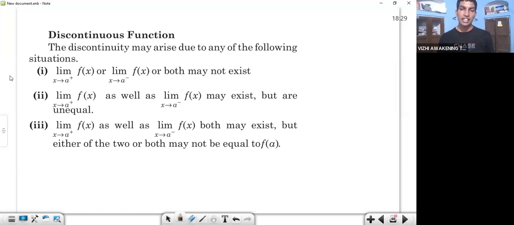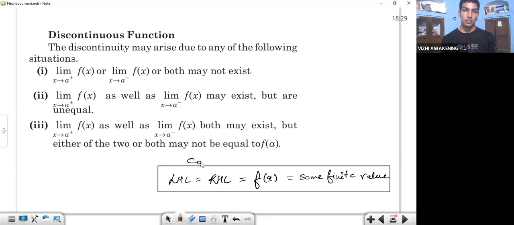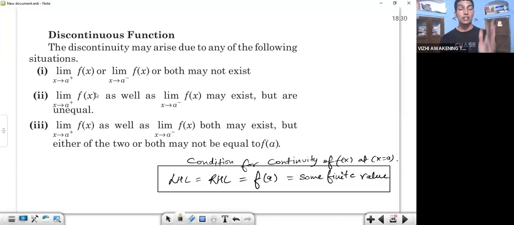So there can be multiple conditions under which discontinuity of a function can arise. For continuity, our condition is that the left hand limit must be equal to the right hand limit, and that should be equal to the value of the function, and it all must be equal to some finite value. This is our condition for continuity of f(x) at x equals a. Now, if any of these conditions is not satisfied, then we can say that this function is discontinuous.